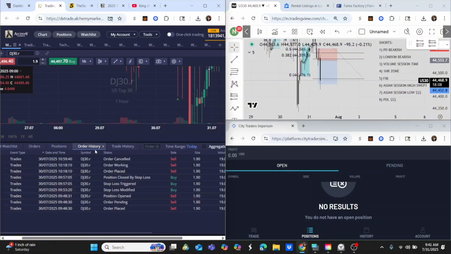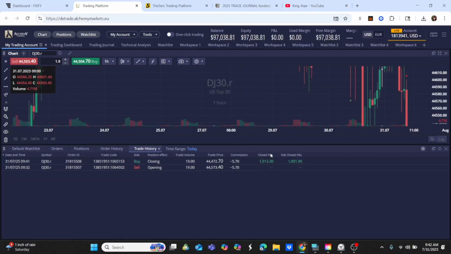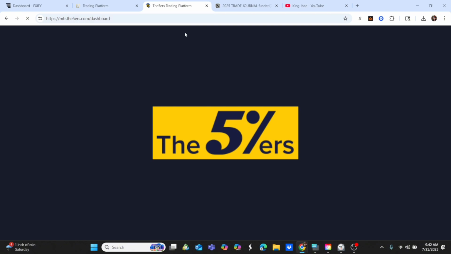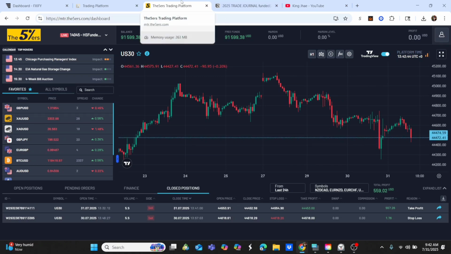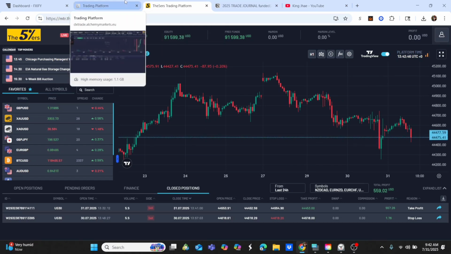So let's go over the history. If we look over today right here, we made a total of $1,900 on this account. And then if we go over to my 5%ers account, made a cool $557 today. This trade right here was from yesterday. So in total we made, I'll just say $2,500.